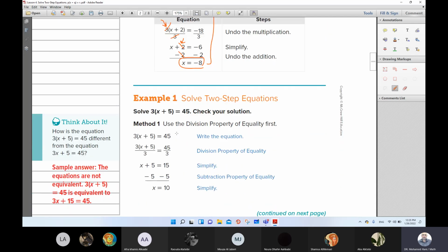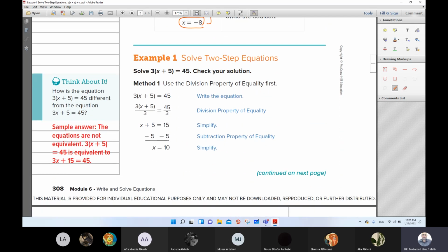For example, solve two-step equations. Solve 3(x + 5) = 45. Then check your solution. The first method: use the division property of equality first. So rewrite the same equation.